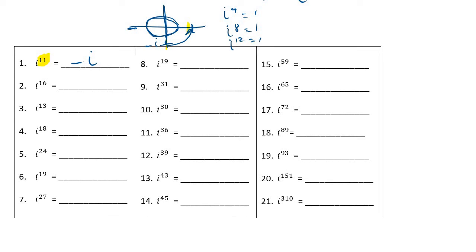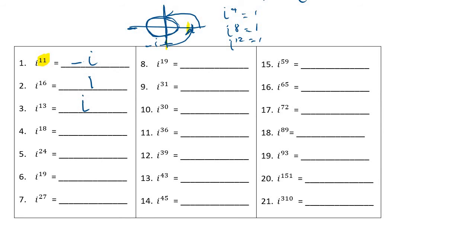Now, if you continue with the same reasoning, we know that 4 rotations will get me to i to the power of 16, back to 1. 13 will get me 1 rotation more than 1. So we're already at 1 at i to the 12th, and i to the 13th will get me to i again.